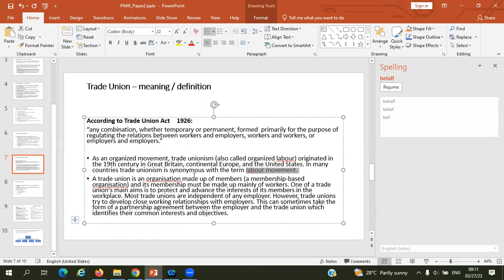Trade union is an organization made up of members, a membership-based organization. It has the valid registration and members. That's why it's called a membership-based organization. And its membership must be made up mainly of workers. One of the trade unions' main aims is to protect and advance the interest of members. Members are those who have joined the trade union. Who are the members? Primarily the workers. And it protects and advances the interest of the members.